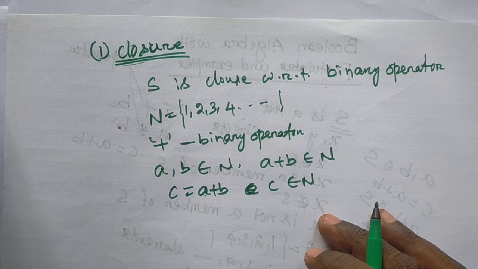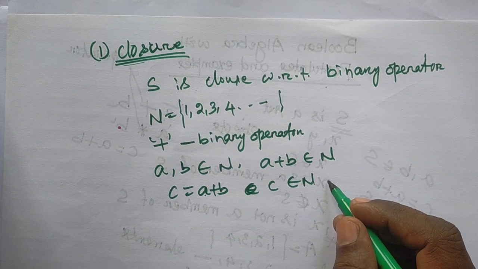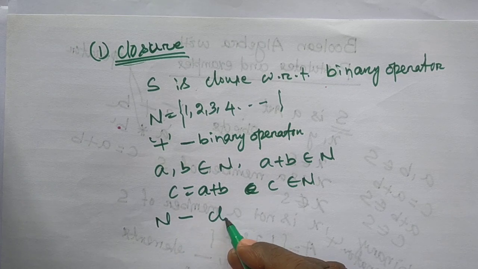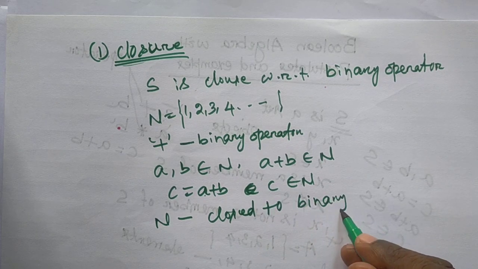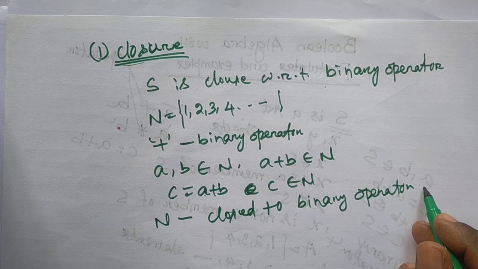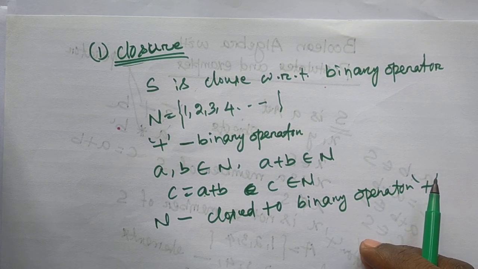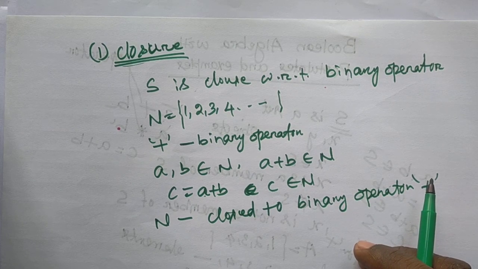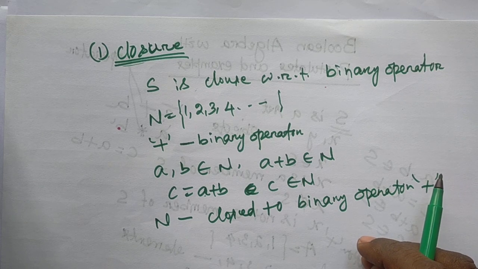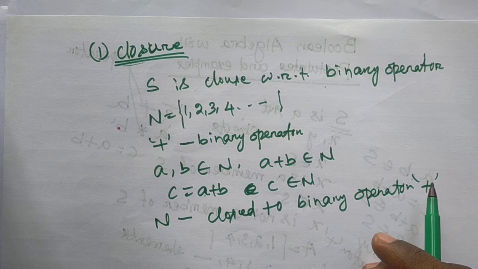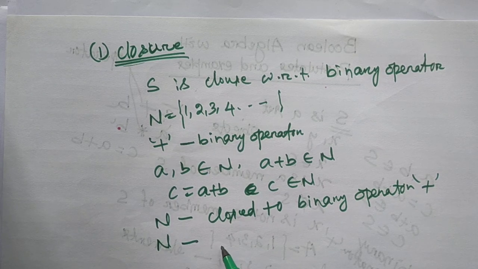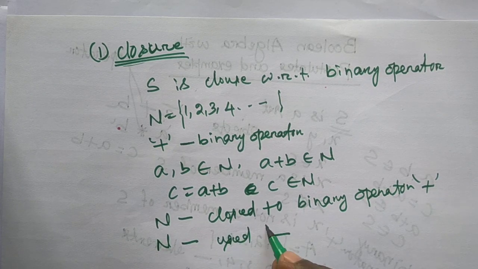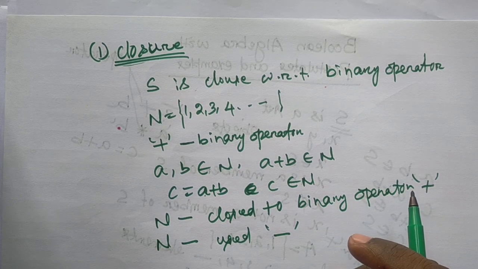So the set of natural numbers is closed with respect to a binary operator. Natural numbers N are closed with respect to the binary operator plus, but not other operators. We can also use multiplication, addition and subtraction operators. But if the natural numbers use the operator subtraction or minus, then it is not satisfied.